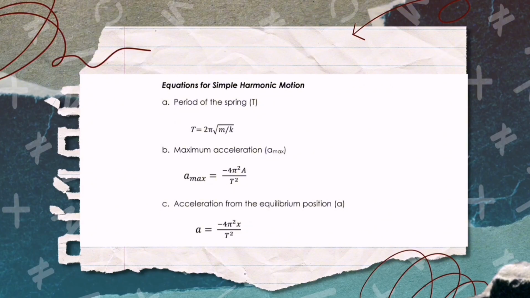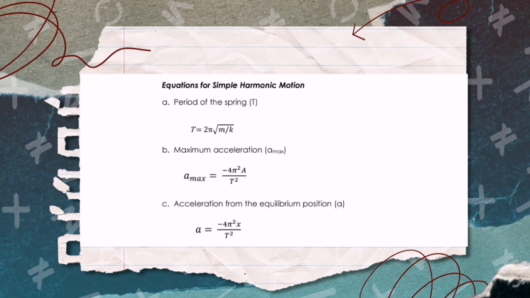The third equation is the acceleration from the equilibrium position. The last equation is a equals negative 4 pi squared x over T squared. This tells us the acceleration at any point in the motion when the object is a distance x away from the equilibrium position.